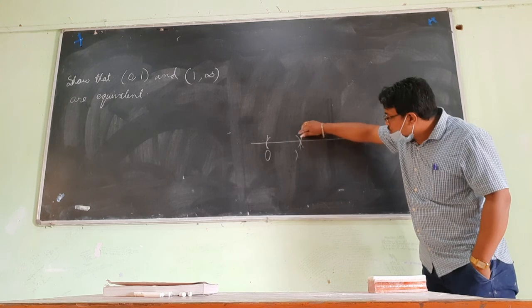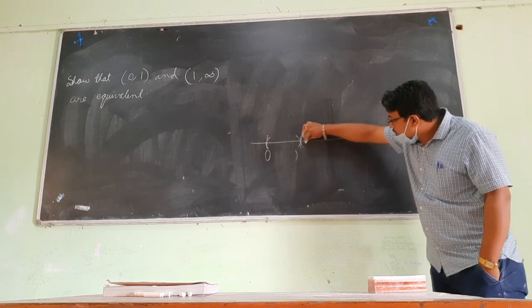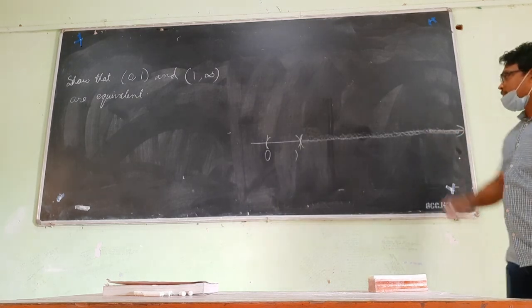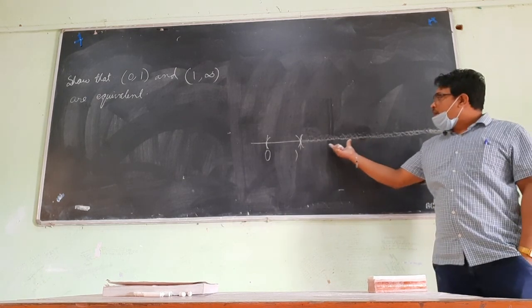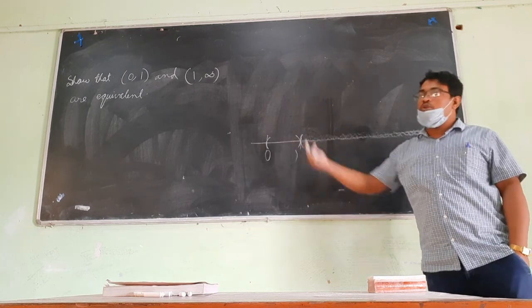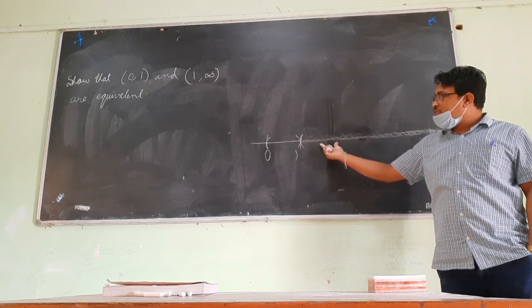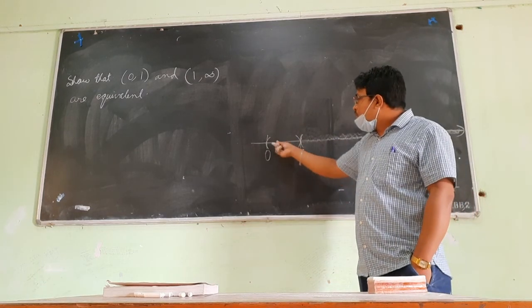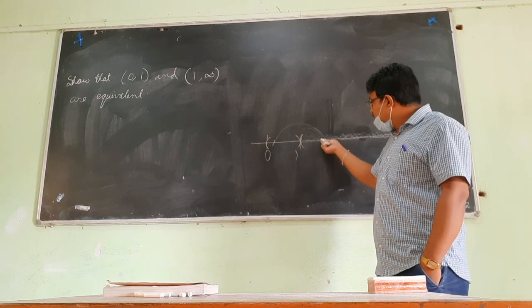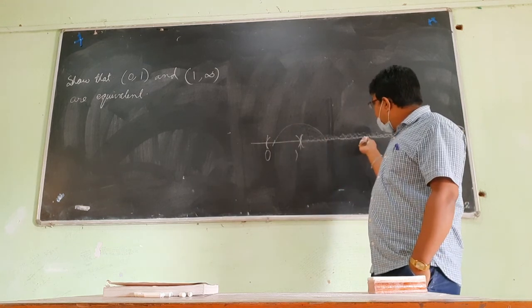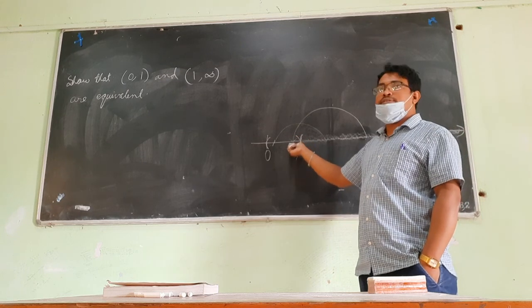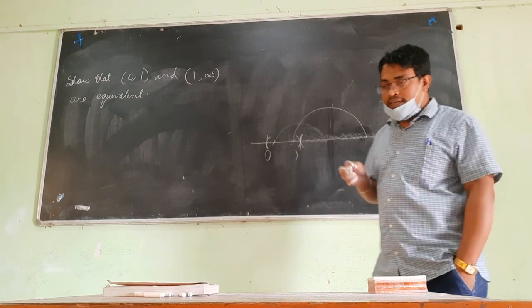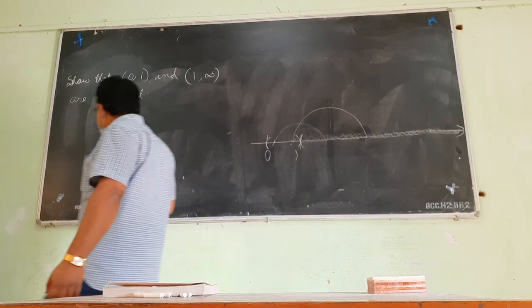And (1, infinity) is what? Starting from 1, you keep on going like that. So here the number of points is the same as here. We cannot say this has more points. They are equivalent, so we can construct a bijection. For each point here, there is a unique point here, and for each point here, there is again a unique point here. So we can construct a bijection between (0, 1) and (1, infinity), and that bijection is very simple. Let us see.